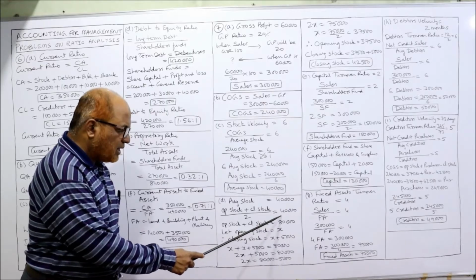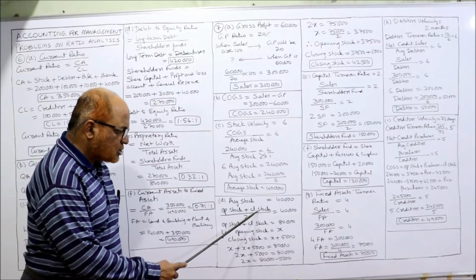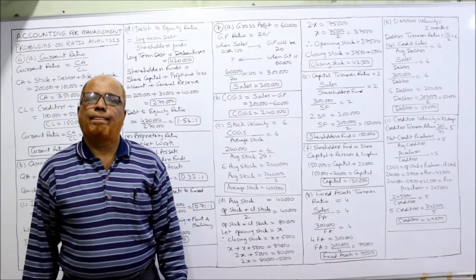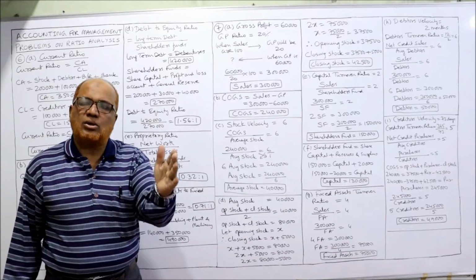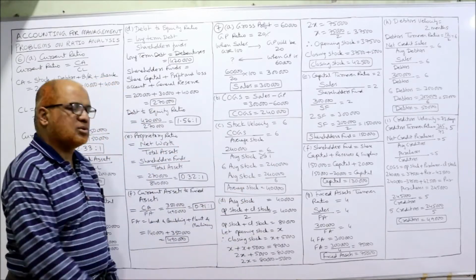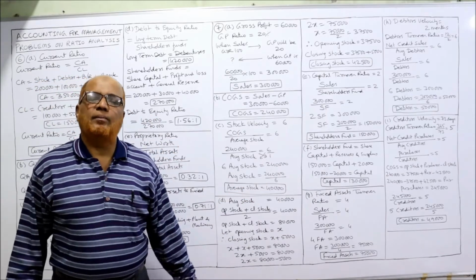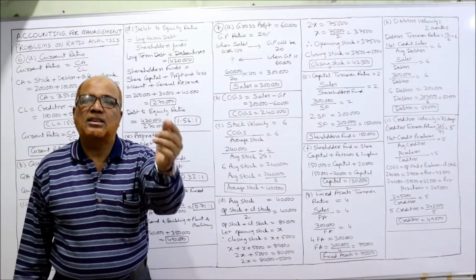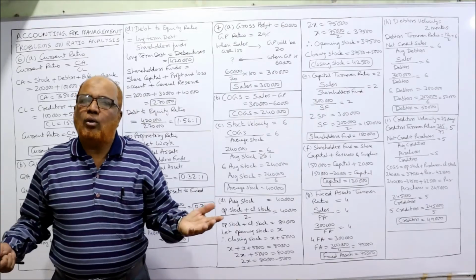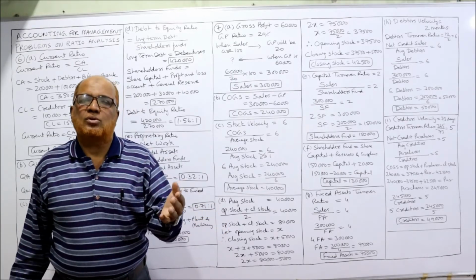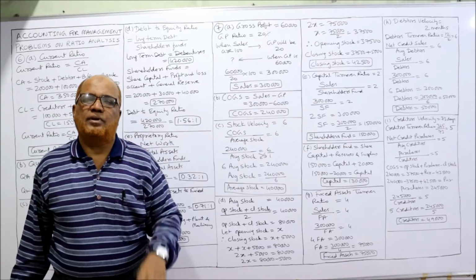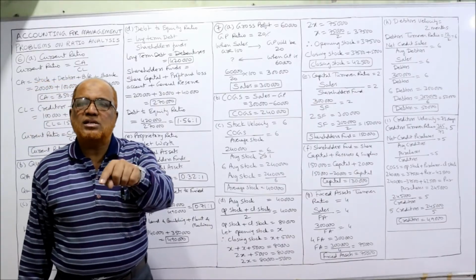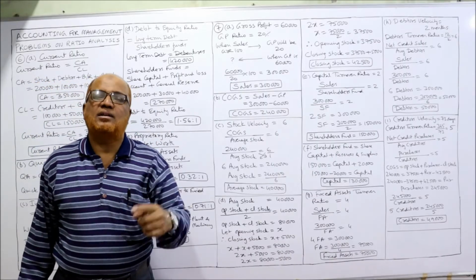Now if I make a cross multiplication, opening stock plus closing stock is equal to 2 into 40,000. You will get 80,000. That means opening stock plus closing stock is equal to 80,000. Now it is given in the problem that closing stock is 5,000 rupees more than opening stock. We don't have the opening stock, so I suppose opening stock as X rupees. Let the opening stock be X. Then closing stock will be X plus 5,000.